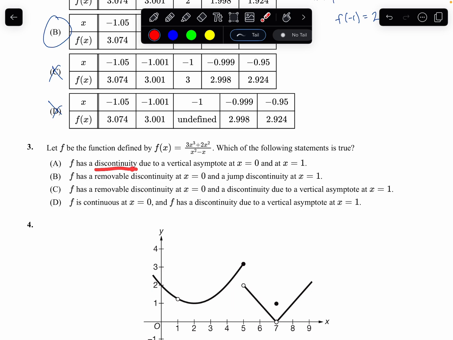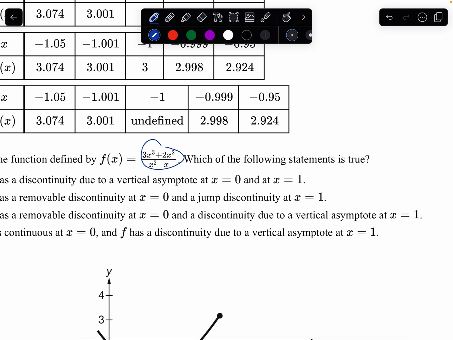F has a discontinuity due to a vertical asymptote. So I guess before I start, I'm going to see if I can simplify this, because that will help me decide what type of discontinuities there are. I can factor out an x. I'm just looking at the top and bottom. This has a common factor of x squared, but this one only has a common factor of x.